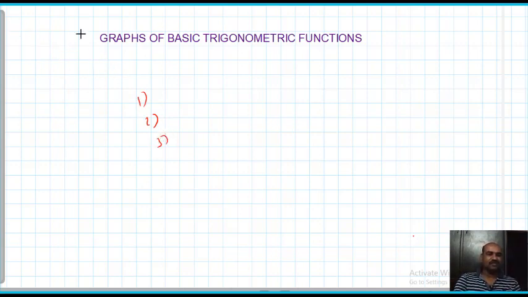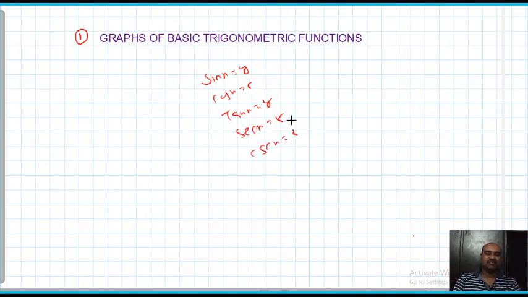First heading, graphs of basic trigonometrical functions. Why I wrote basic: we just want to know how to draw the graph of the functions sin x equal to y, cos x equal to y, tan x equal to y, secant x equal to y and cosec x equal to y. These are treated as basics. For example, sin 2x or sin square 2x, sin 3x, these are not treated as basic graphs. First of all, you should know how to draw the graphs of basic trigonometrical functions.